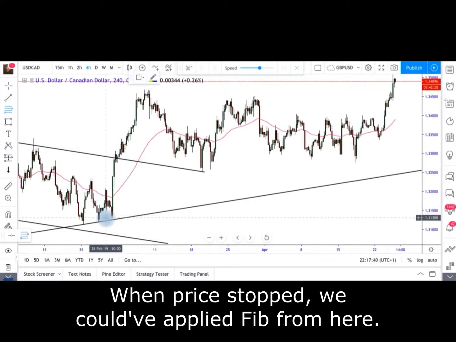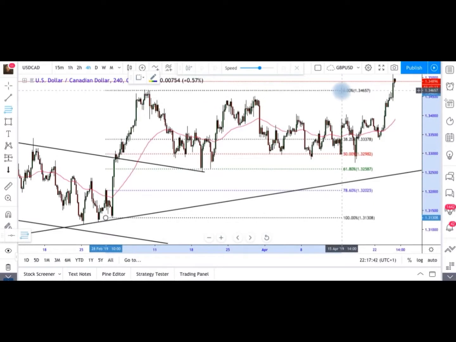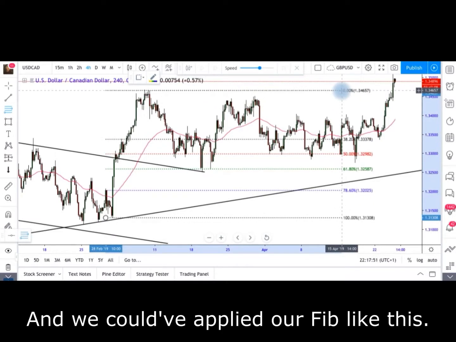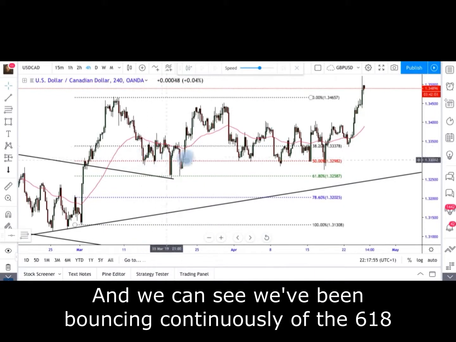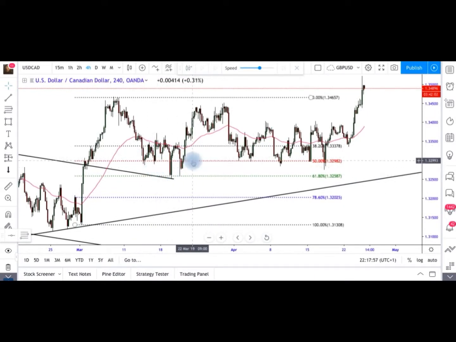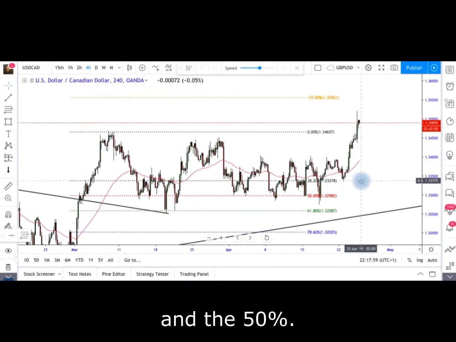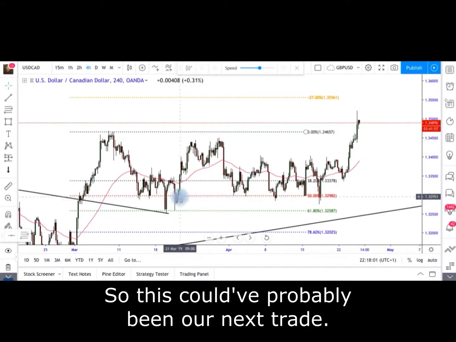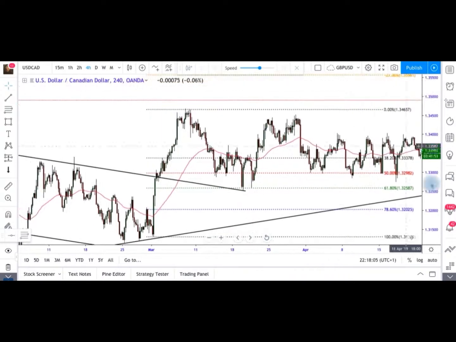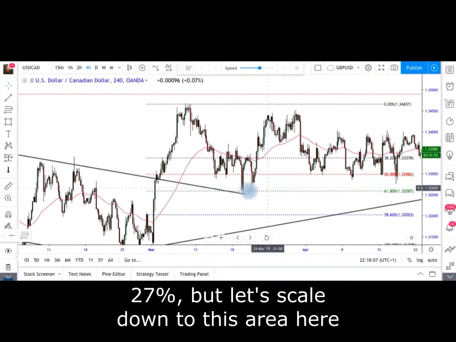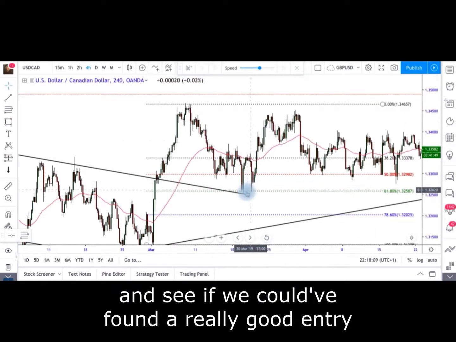We could have applied a fib from here, and we could have applied our fib like this, and we can see we've been bouncing continuously up to 618 and the 50%. So this could have probably been our next trade. Now it's difficult to tell whether price will reach 27%, but let's scale down to this area here and see if we could have found a really good entry off.